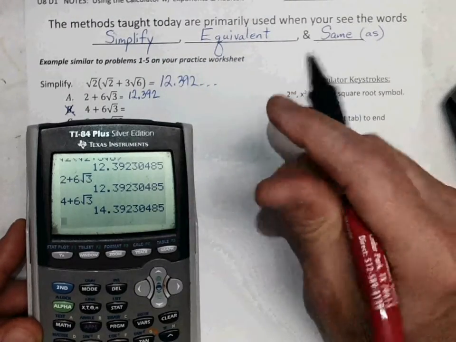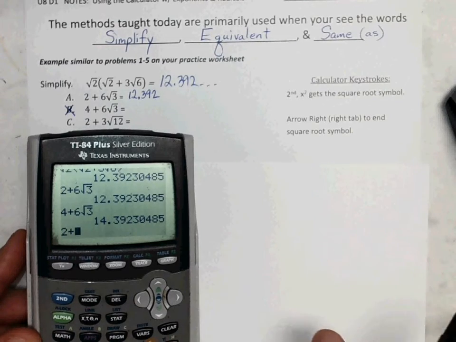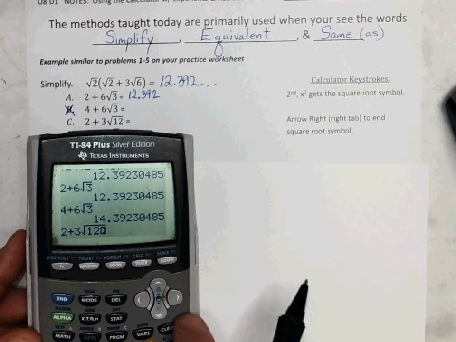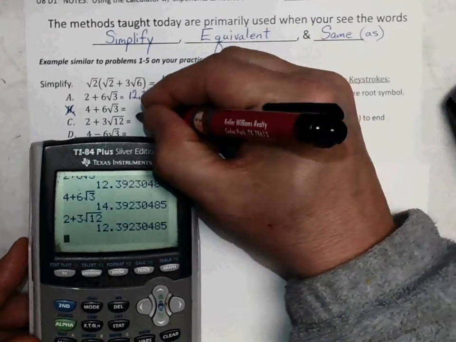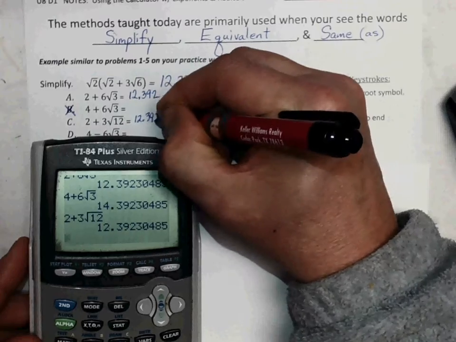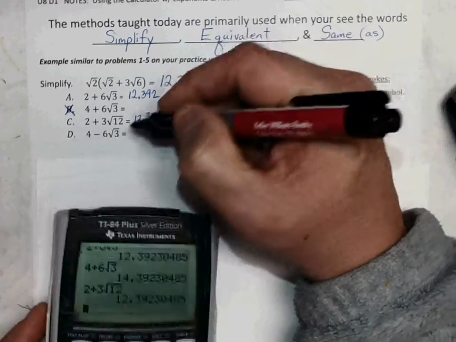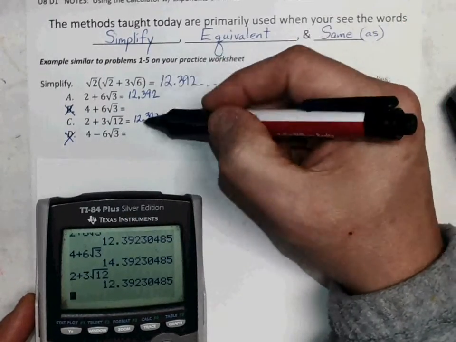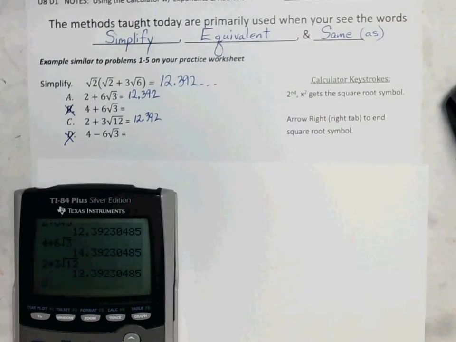So let's check C. I've got 2 plus 3 times the square root of 12. Tab out of that. Uh-oh, looky there. I've got 2 matchy-matchies to the original problem. Go ahead and check D. You'll see that one doesn't work. All right? So the question becomes, now take a look at this. Which one of these do I pick? They're both equal to the original problem.